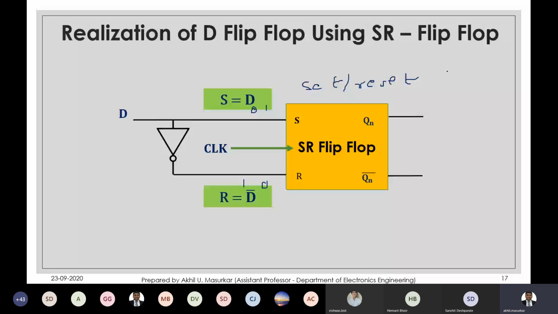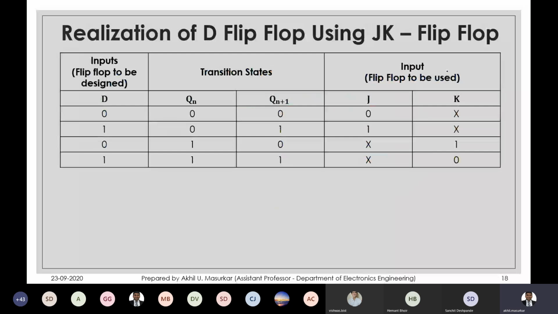Okay, let's go to the next one. So this you will design end to end on your own. Realization of D flip flop using JK flip flop. Okay, so I will ask some questions now. J is a function of what? Can you tell me J is a function of what?